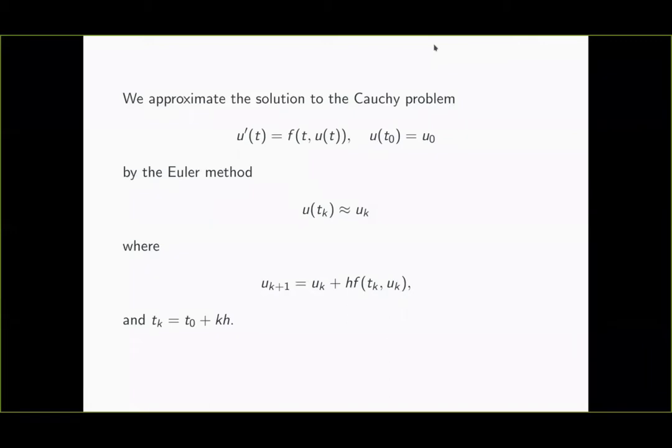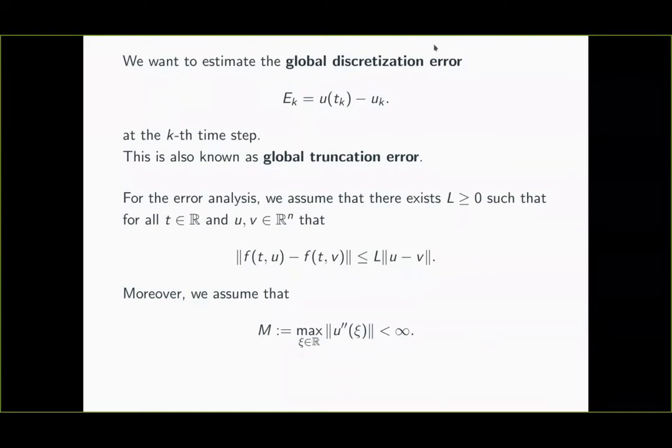So we've got a sequence of time steps, t naught, t1, t2, t3, and so on. And at each of those time steps, we produce approximations u naught, u1, u2, u3 for the solution u at those time steps. And what we would like to understand is how good is the approximation of u at time tk by this approximation uk, which has been produced by the Euler method. The error at time tk is also called the global discretization error, and we write ek equals u of tk minus uk for this global discretization error at the kth time step.